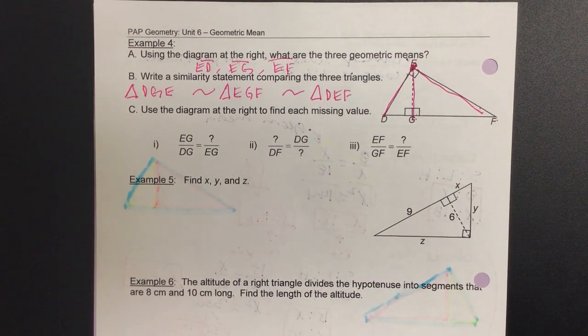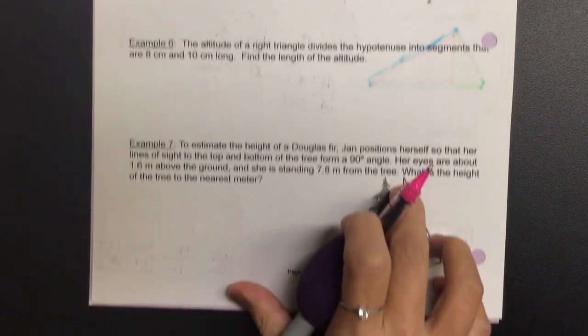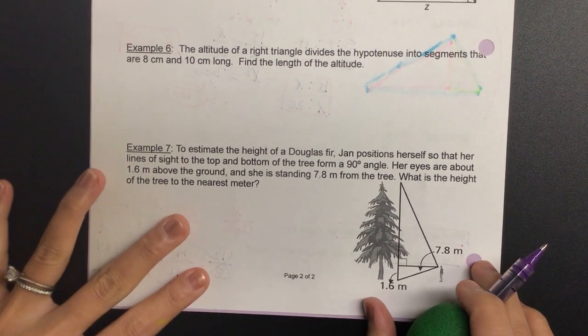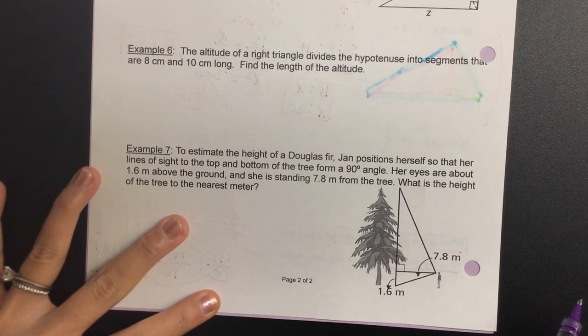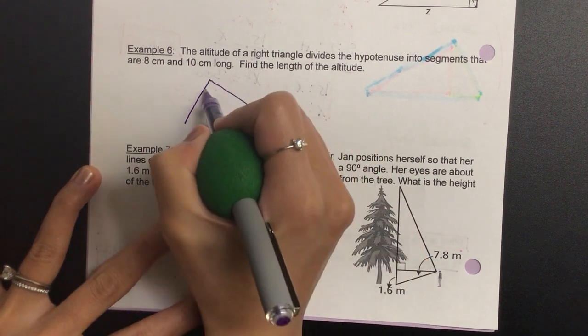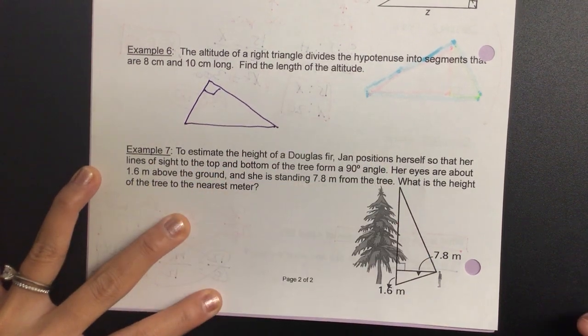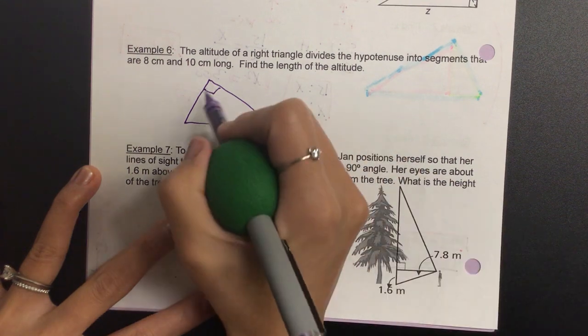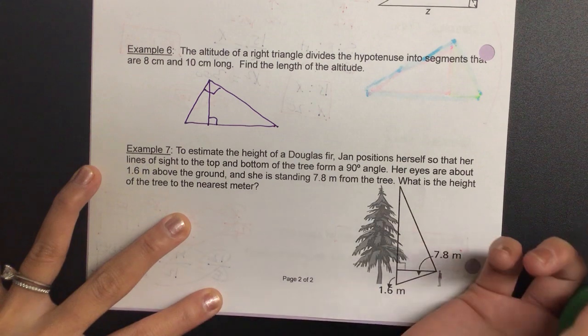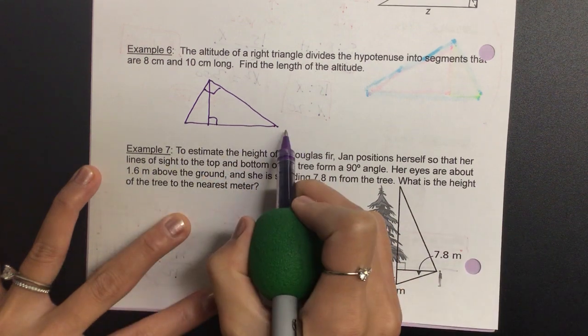So now let's skip to example number 6. Lawrence, let's read example number 6. The altitude of the right triangle divides the hypotenuse into segments that are 8 centimeters and 10 centimeters long. Find the length of the altitude. So the altitude is dividing. So that means I want to put the altitude on the top somewhere. It's easier when I'm dividing to drop it straight down. So let's drop it straight down. Here's my altitude.